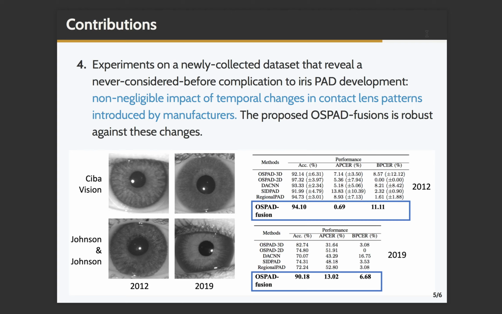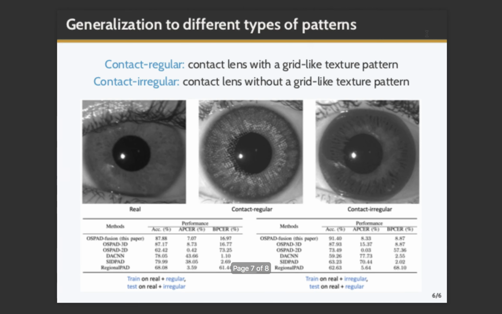And then we take the pre-trained model and test it on the data with contact lens patterns from 2019. Here we see that all the methods dropped their accuracy by nearly 20%, but OSPAD fusion is still able to maintain more than 90% of its accuracy. We believe that it is because 2D is more sensitive to textural patterns and 3D is more sensitive to the shape features, and their complementary nature makes our OSPAD fusion more robust.